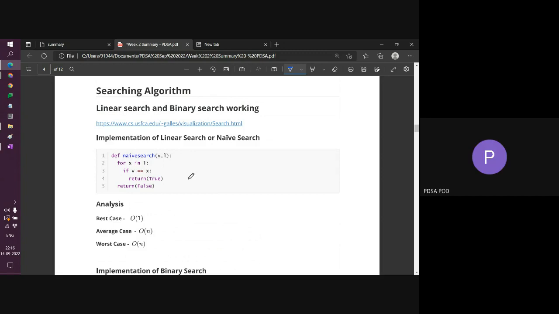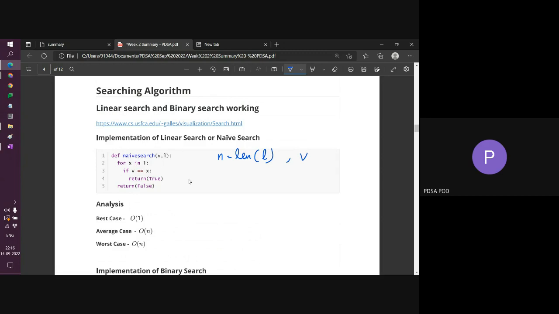So here, what is the input? n. What is n? Length of L, right? And what is the other input? Ma'am, the value we are looking for. B, correct? Or we call it the key that we are looking for. So these two are the inputs, n and b.